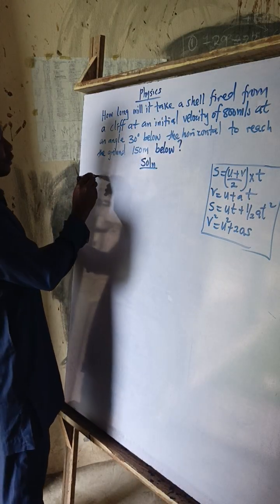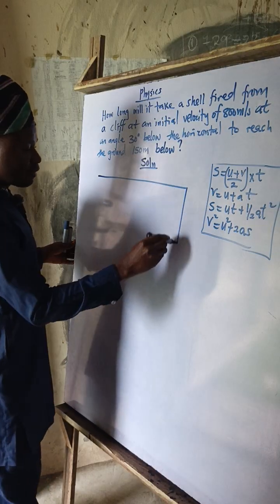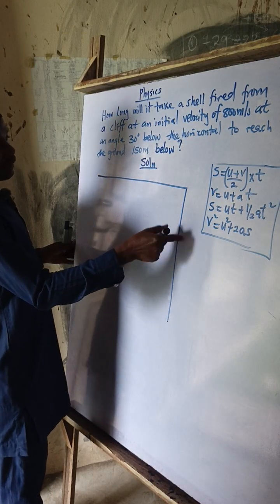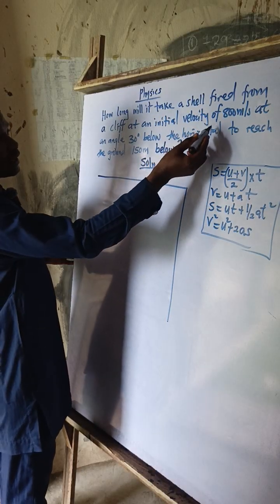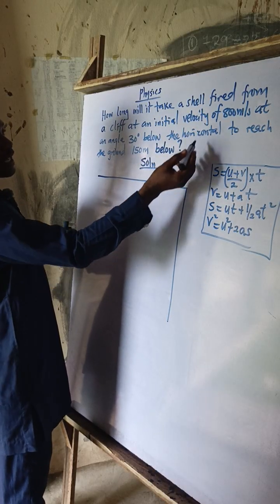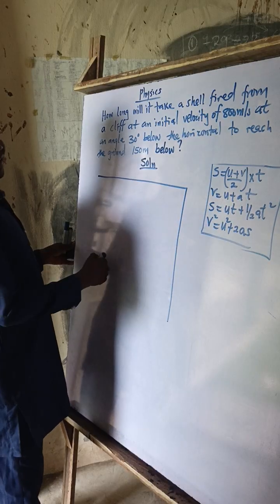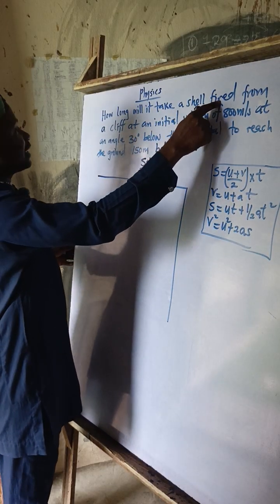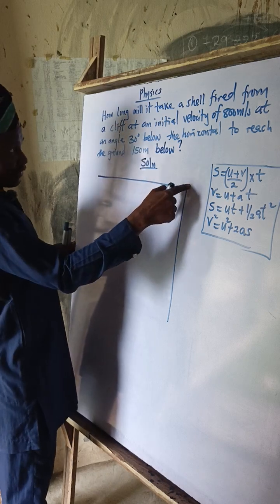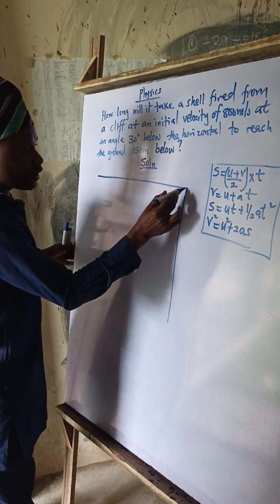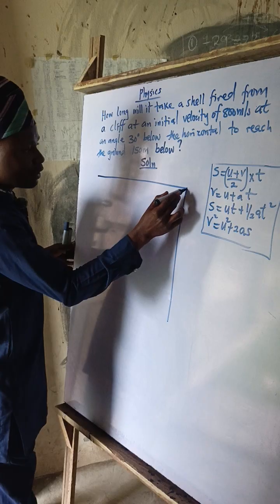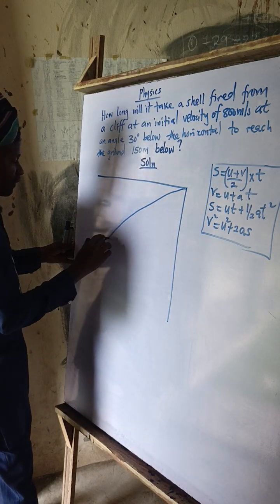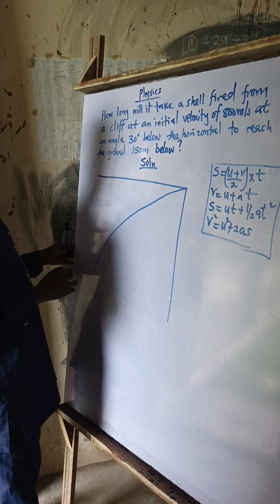So we are going to do a simple sketch to illustrate the information from the question, the horizontal, then the vertical. So we have the projectile projected. That means the projectile is projected vertically downward because a shell is fired from a cliff. This is the cliff now. A shell is fired, the projectile will follow a parabolic path. Because of the influence of gravitational force, it will follow a parabolic path like this.